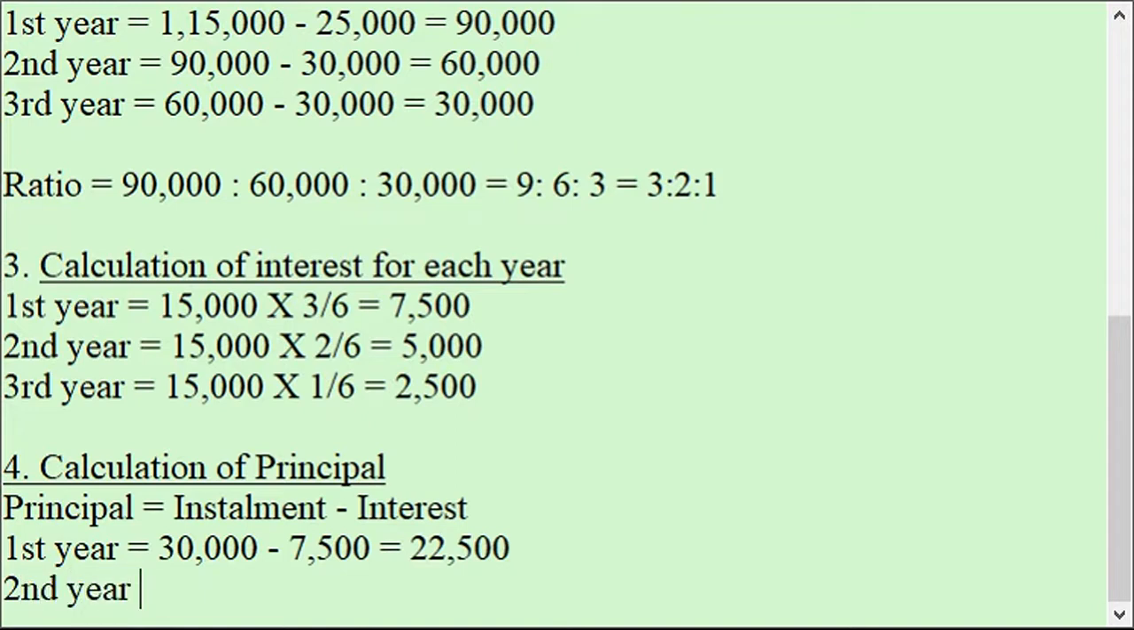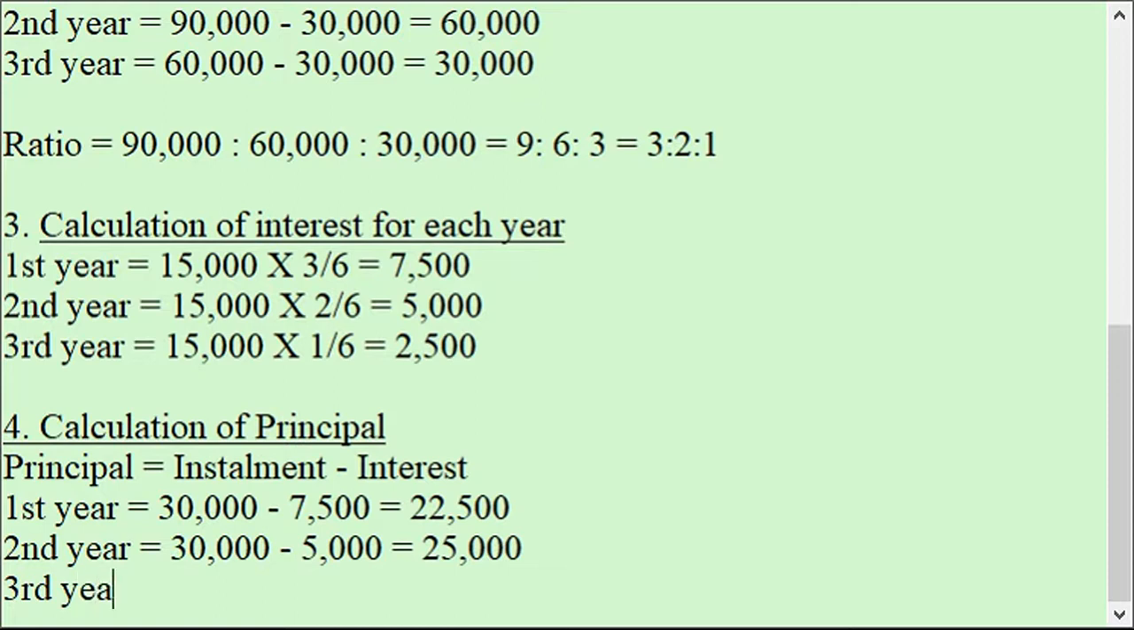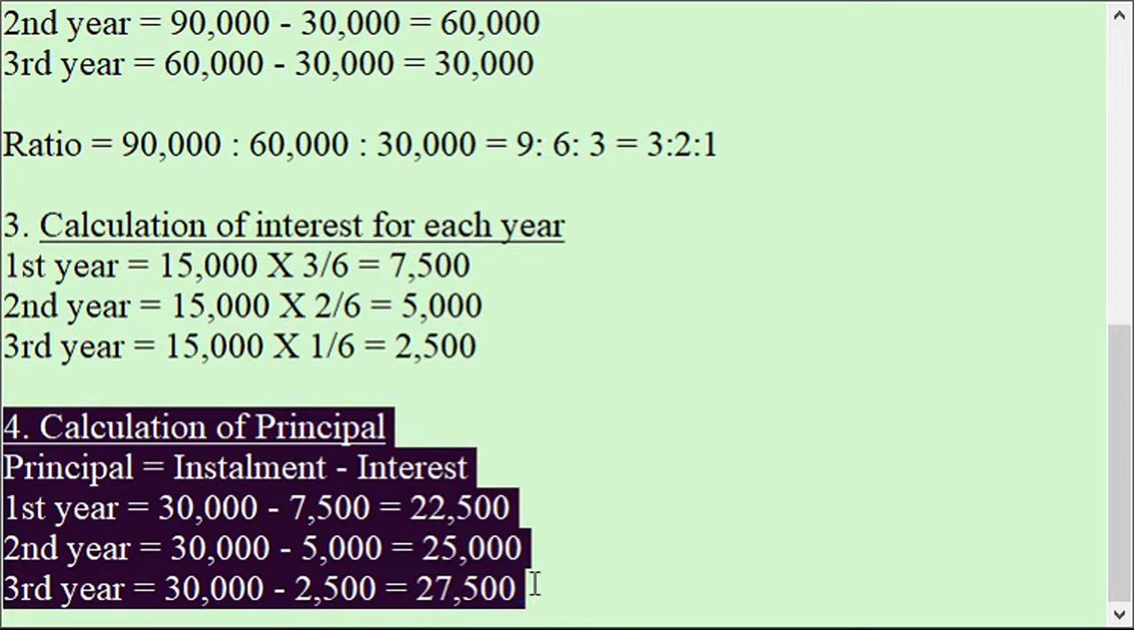Second year, installment again rupees 30,000 minus 5,000 is the amount of interest, principal amount 25,000. Likewise for third year, 30,000 you have paid as the installment and the interest for the third year is 2,500. Principal amount is 27,500. This is the second part of the question, where you have calculated the principal amount that is included in each installment.